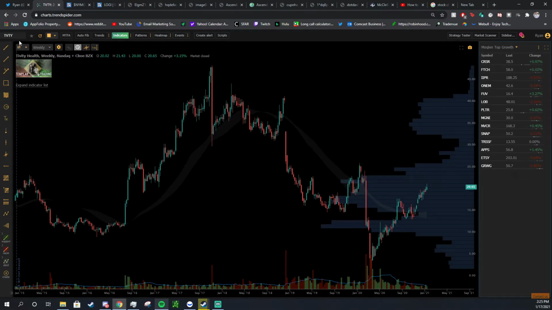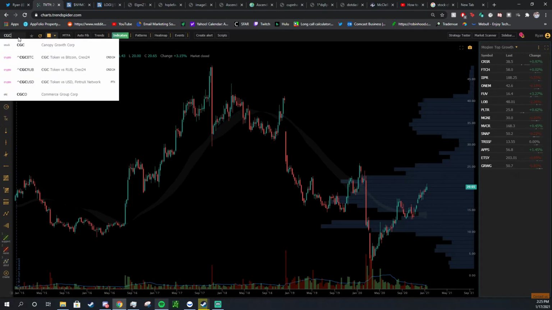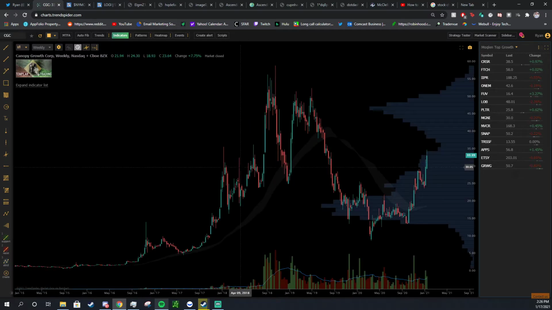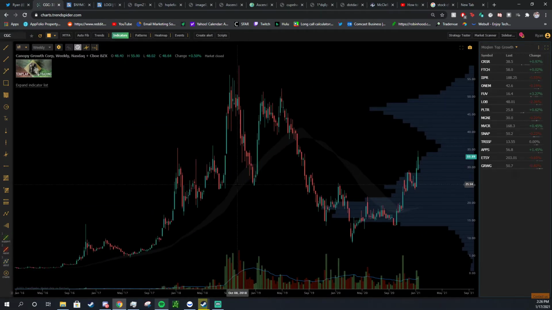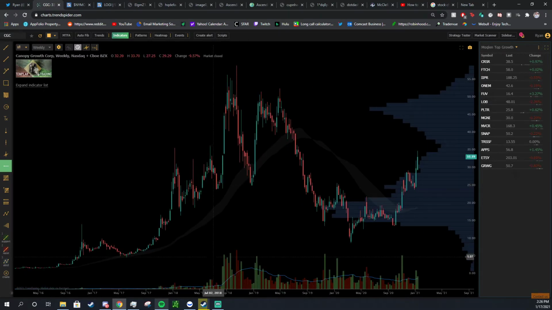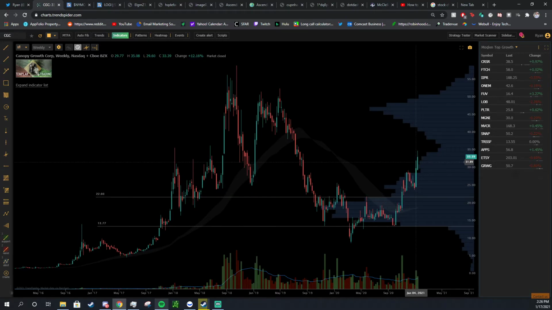CGC. Actually, we'll look at theirs. I'm curious to see what it looks like. Okay, CGC, kind of same idea here. You can see that we've got this bottom volume shelf, and then as soon as we broke up out of it, we're continuing to climb with the overall cannabis sector.